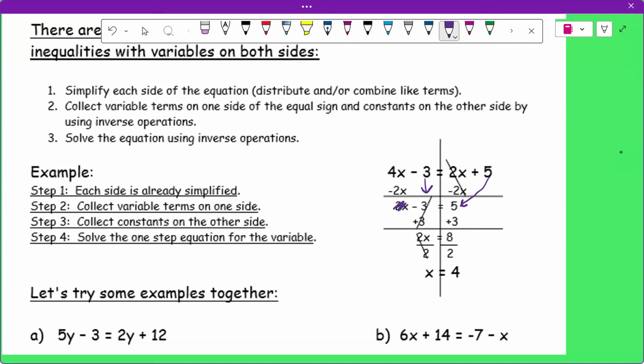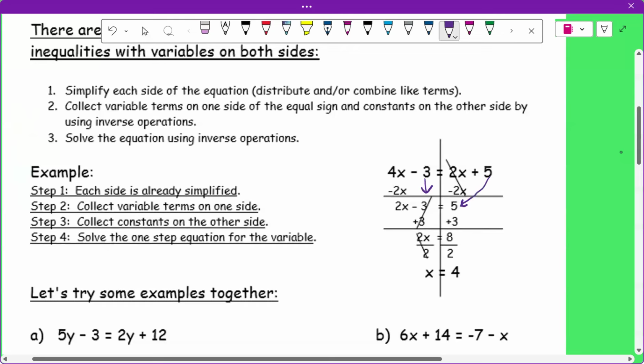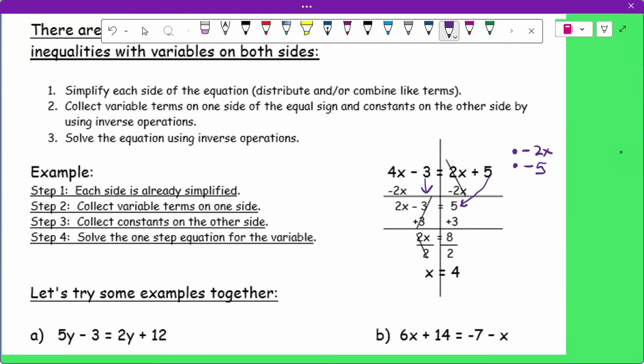Cover up the variable term, use the inverse operation to get rid of the constant, then finally bring down that final variable term and divide. But there's 4 ways I could have started this problem. I could have subtracted 2x, which is what I did. I could have also subtracted 5 from both sides. That would have been fine. I could have also subtracted 4x from each side. Or I could have added 3 to each side. Any of those 4 options are good options for beginning this problem, as long as you collect variable terms on one side and constants on the other.